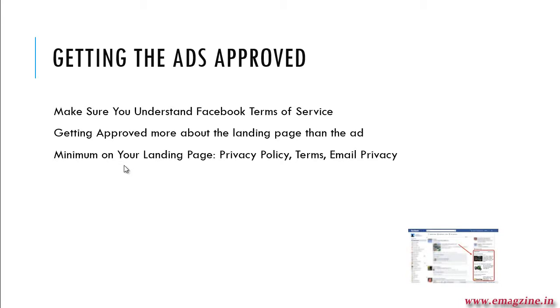And if you're collecting names and email addresses, you want to have these things on your website because, again, they would say to the FTC that you are doing real business and that you respect people's privacy on your website. Let's talk about privacy policy, terms, and email privacy. I think that it's probably easier for me to just show you an example of some Facebook ads and then show you exactly what I'm talking about.